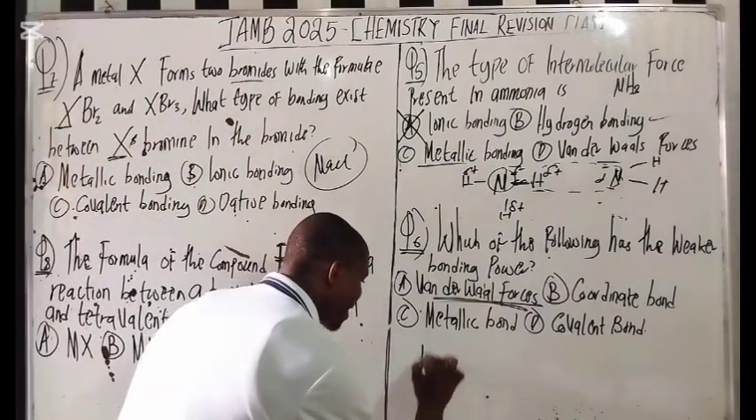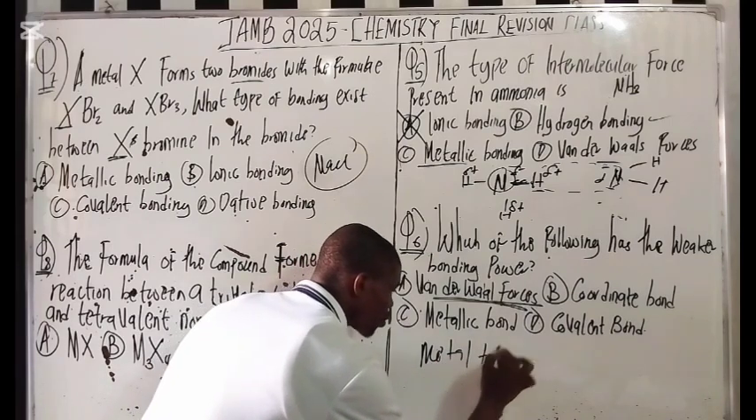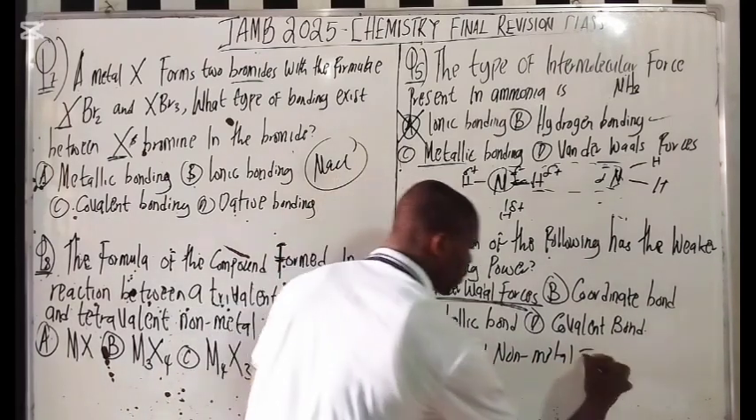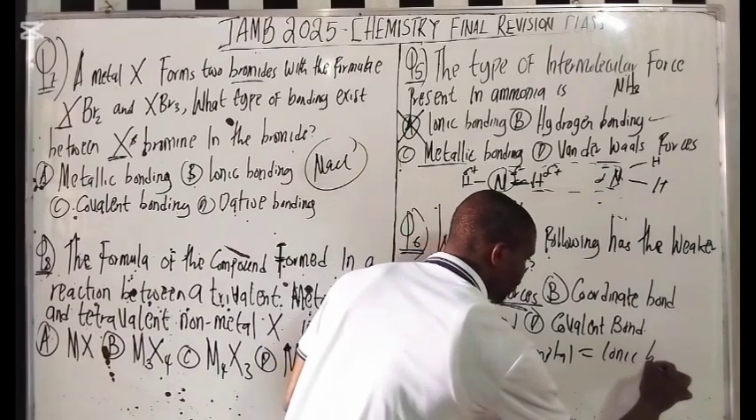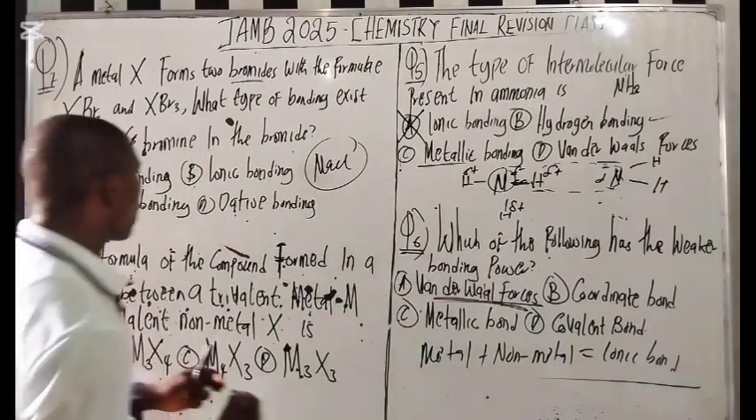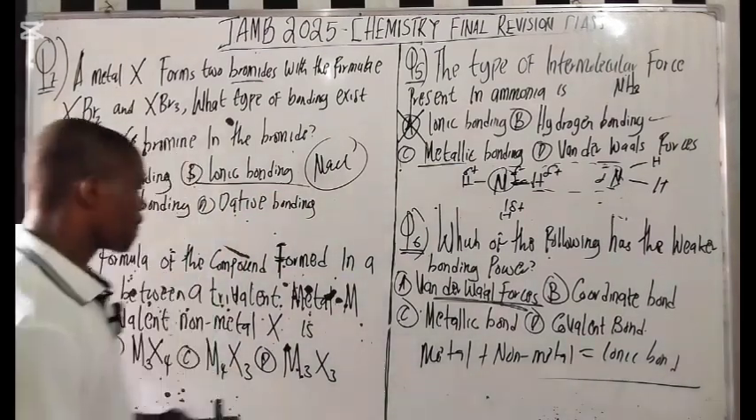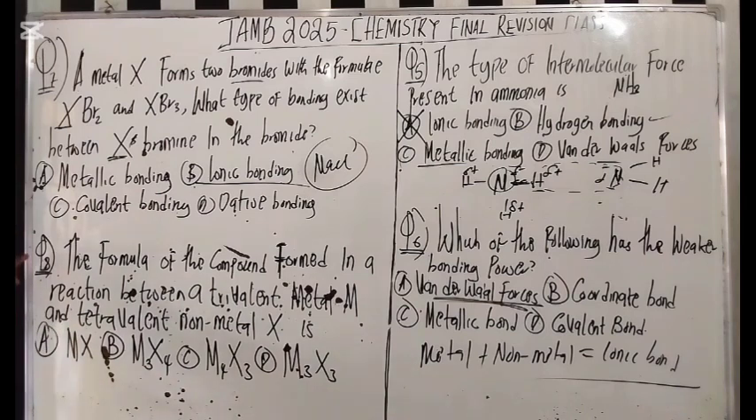So we have metal plus non-metal. What bond is formed? It is called an ionic bond. Ionic bonds. So for this kind of question, pick ionic bond straight. Ionic bond is the answer. Hope you understand. Question 8.